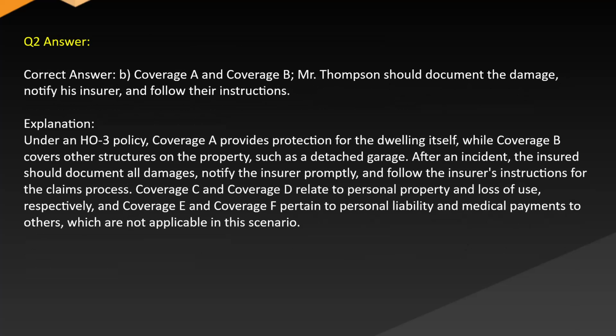Correct answer. B. Coverage A and coverage B. Mr. Thompson should document the damage, notify his insurer, and follow their instructions. Explanation. Under an HO3 policy, coverage A provides protection for the dwelling itself, while coverage B covers other structures on the property, such as a detached garage. After an incident, the insured should document all damages, notify the insurer promptly, and follow the insurer's instructions for the claims process. Coverage C and coverage D relate to personal property and loss of use, respectively, and coverage E and coverage F pertain to personal liability and medical payments to others, which are not applicable in this scenario.